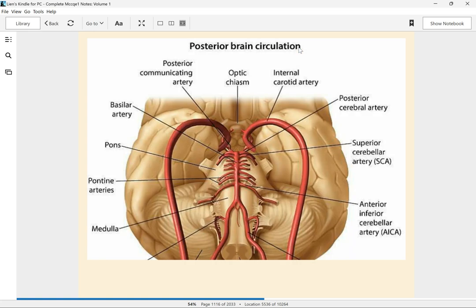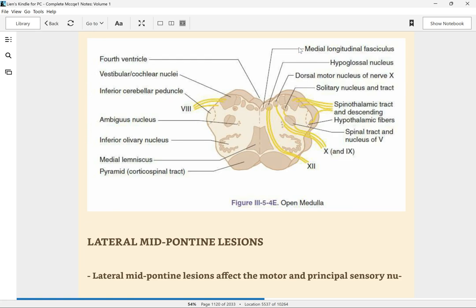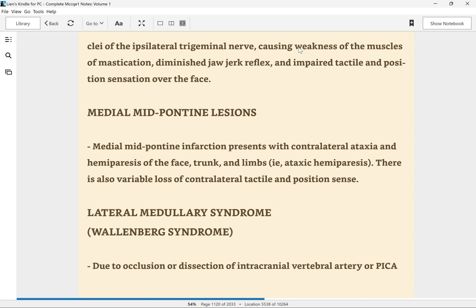Brainstem lesions. Lateral mid-pontine lesions affect the motor and principal sensory nuclei of the ipsilateral trigeminal nerve, causing weakness of the muscles of mastication, diminished jaw jerk reflex, and impaired tactile and position sensation over the face. Medial mid-pontine infarction presents with contralateral ataxia and hemiparesis of the face, trunk, and limbs, i.e., ataxic hemiparesis. There is also variable loss of contralateral tactile and position sense.